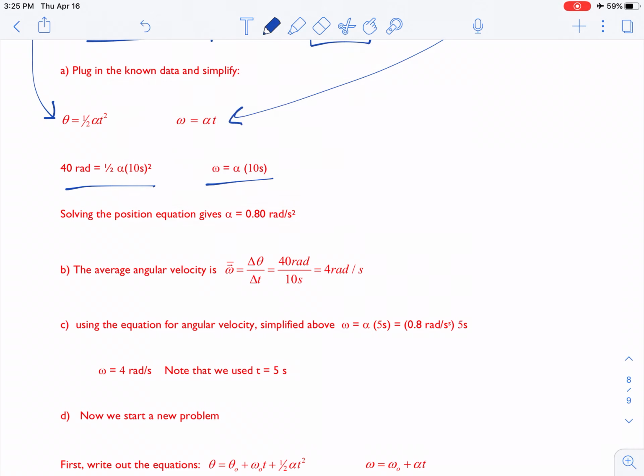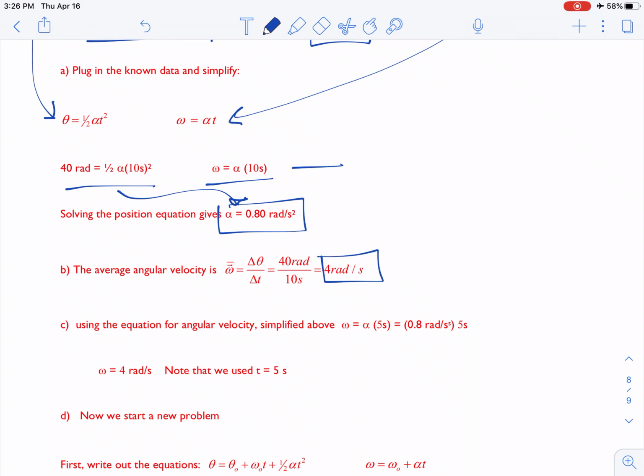Again, this gives you alpha, and alpha is 0.80 radians per second squared. Again, because of this equation, I thought it was going to be less than 1, and it is. But 1 radian per second squared was a good estimation as well. It was close enough. And this is the part A answer. Let's box that. And the average angular velocity is delta theta over delta t. And so when you put these in, delta theta is 40 radians, delta t is 10 seconds, and I'm going to get 4 radians per second.